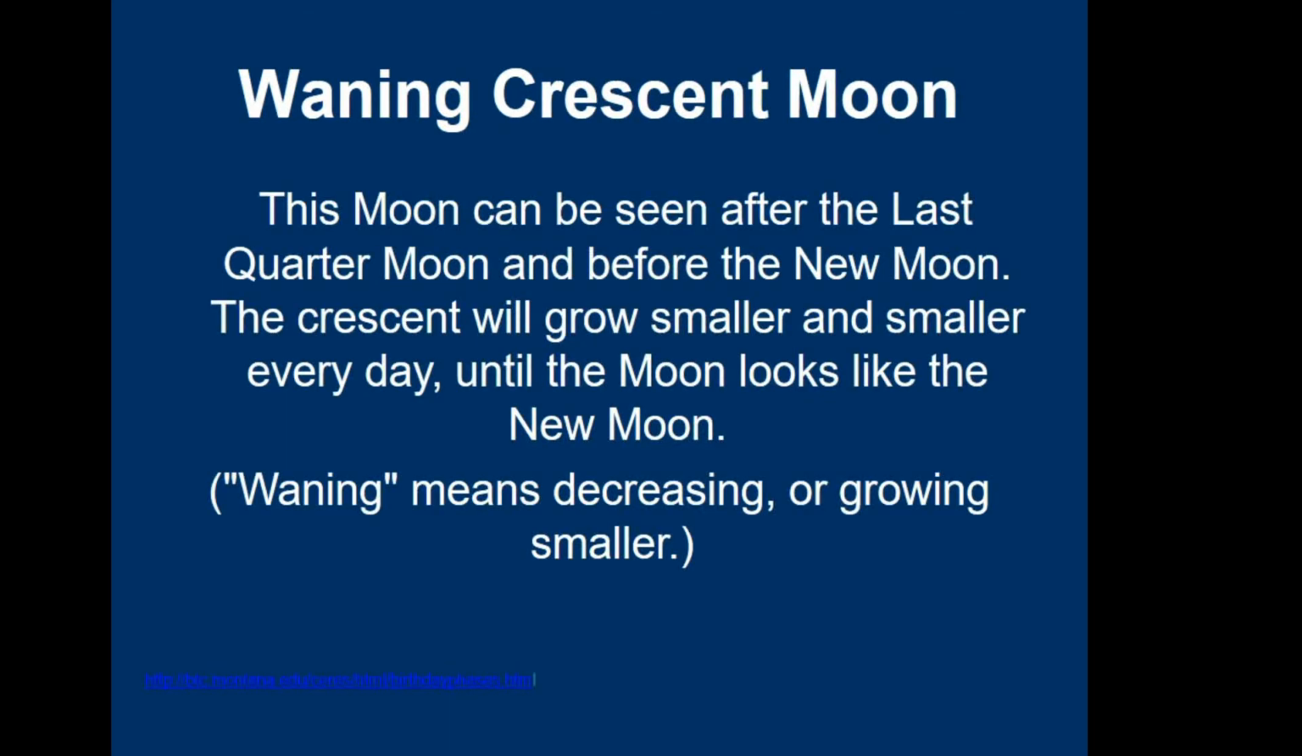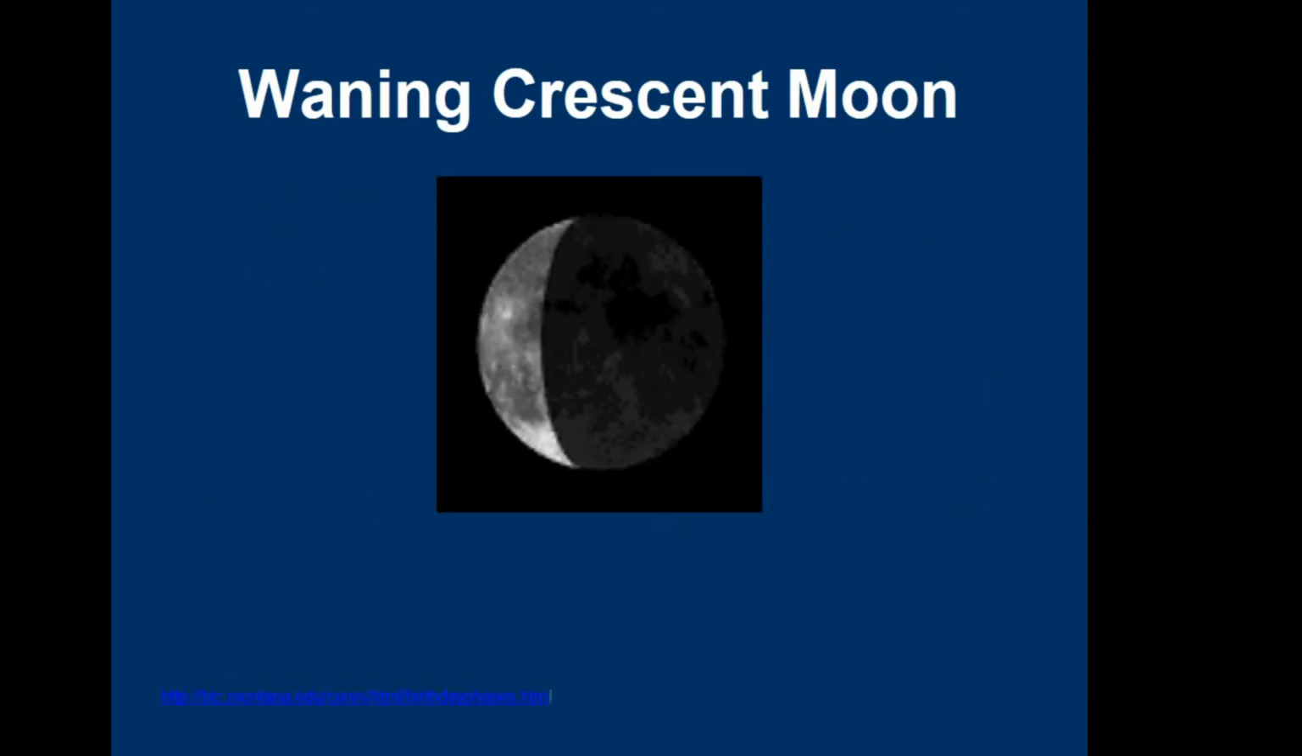Waning crescent moon. This moon can be seen after the last quarter moon and before the new moon. The crescent will grow smaller and smaller every day until the moon looks like the new moon. Waning means decreasing or growing smaller. When the moon has completed its full 360 degrees orbit around the earth, we are back to the first phase. The new moon phase marks the starting point of a brand new cycle of the moon.